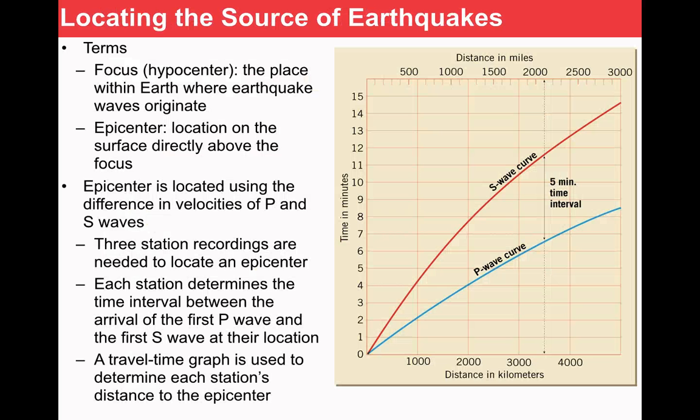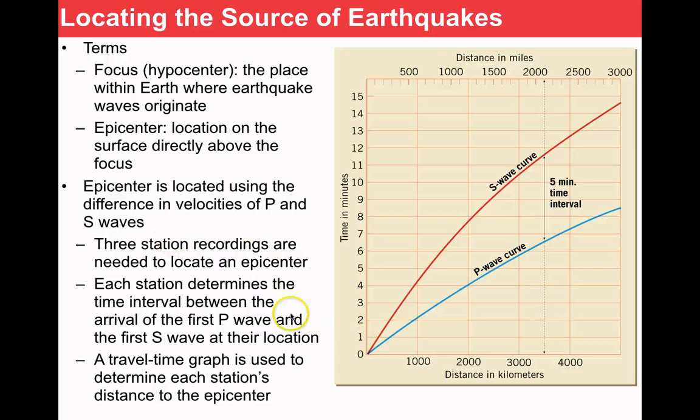So let's get some terms out of the way. First off, we've described this. Let's just hit it again. The focus or the hypocenter is the place within Earth where the earthquake waves originate. The epicenter is the location on the surface directly above the focus. So it turns out it's actually pretty easy to find the epicenter. The hypocenter is a little more difficult. You need some really good data to be able to find the hypocenter. But the epicenter can be found pretty quickly. And the epicenter is located using the difference in velocities of P and S waves.